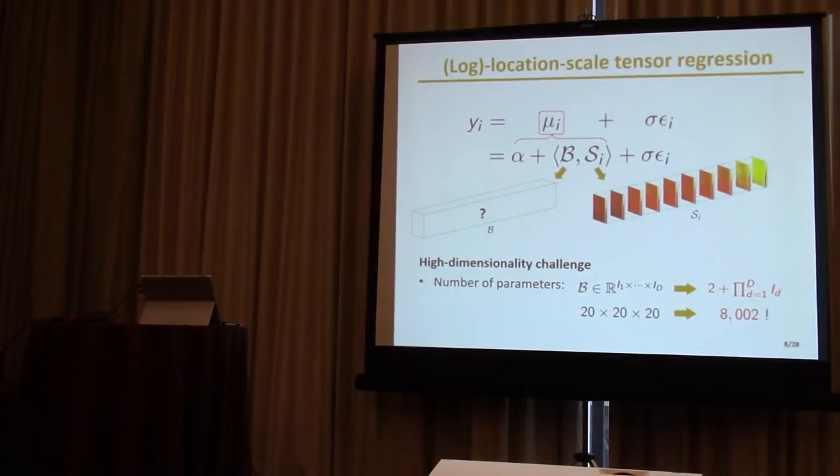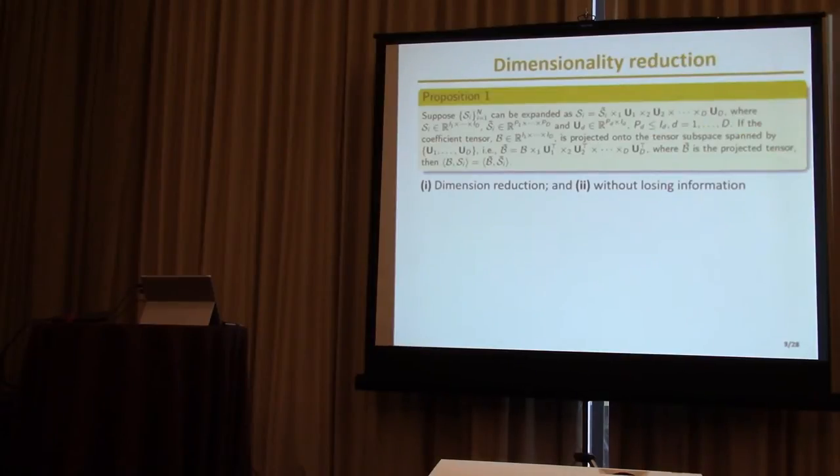So what can we do? We can use the fact that tensor images usually have a low-dimensional structure. So instead of using the whole dimensional data, we can do some dimension reduction. So how to do that? We can use this proposition.